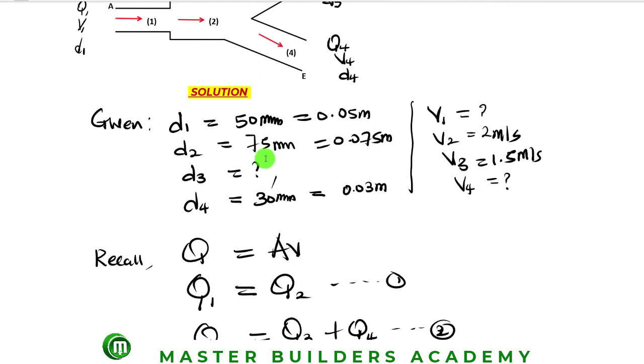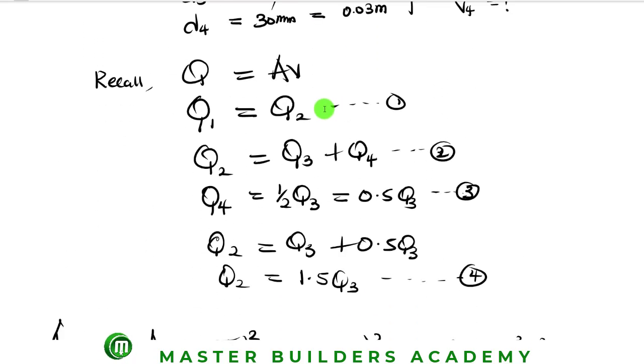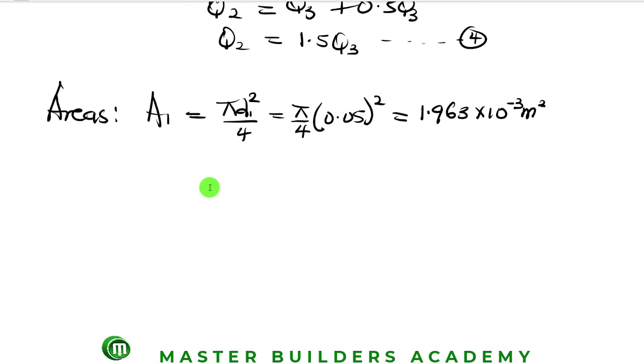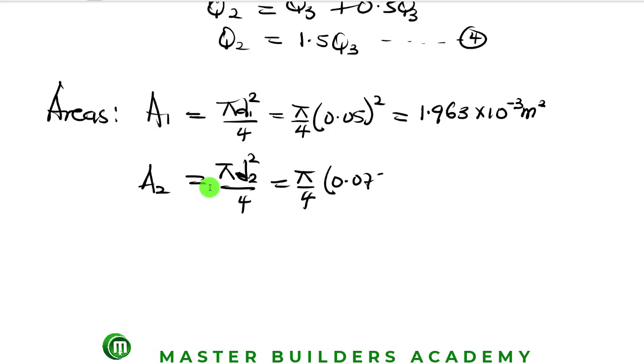Then we'll come to area 2. For area 2, the diameter is 0.075 in meters, right? So we have A2 equal to πD2 squared over 4. This will give us π/4 multiplied by 0.075 squared, and if we multiply this again, it will give us 4.418 times 10 raised to the power of -3 meters squared.